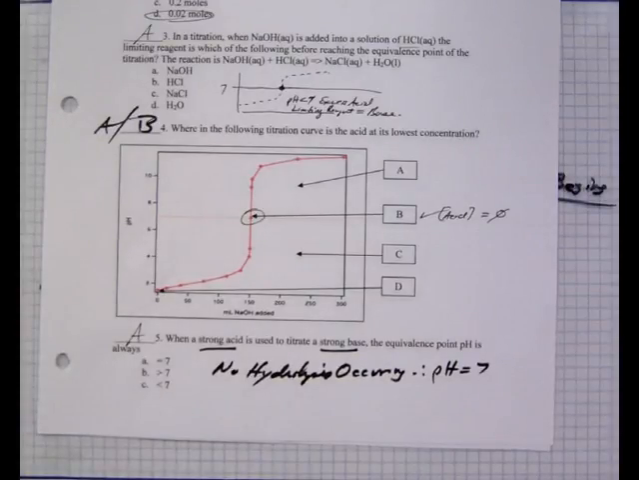If you have hydrolysis taking place, might as well learn about the facts of life right now. If you have hydrolysis taking place, your pH is not going to be at 7. If you put an amount of base in with a weak acid and a strong base, the pH is going to be above 7.